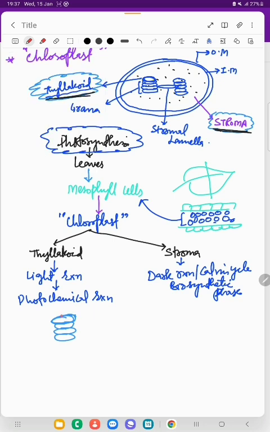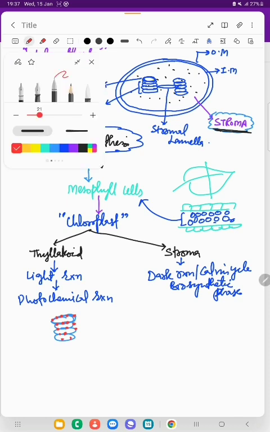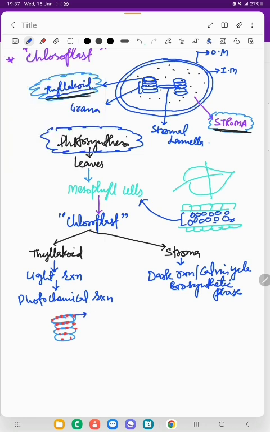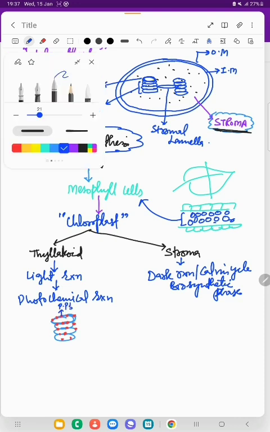Then on the membrane of thylakoids, there are different types of photosynthetic pigments present in plants, like chlorophyll A, chlorophyll B, chlorophyll C. It has carotenoids, phycobilins, and other pigments which are involved in the absorption of light during photosynthesis. Right? These red dots are photosynthetic pigments. These photosynthetic pigments have the ability to absorb sunlight.